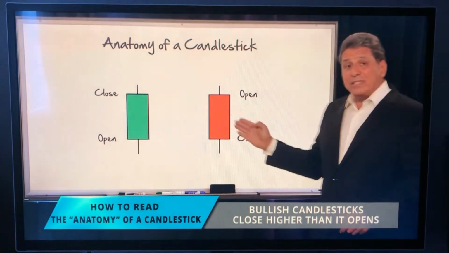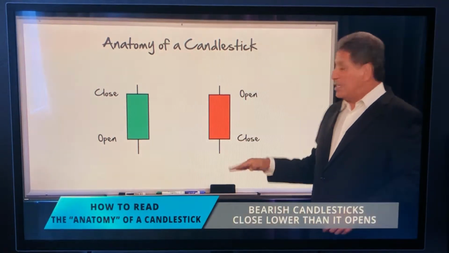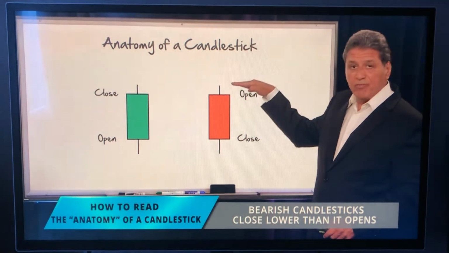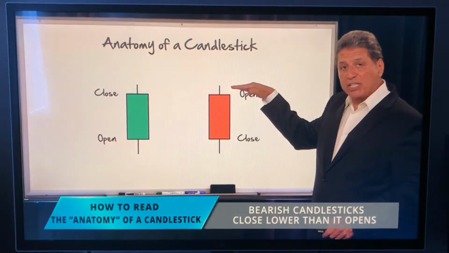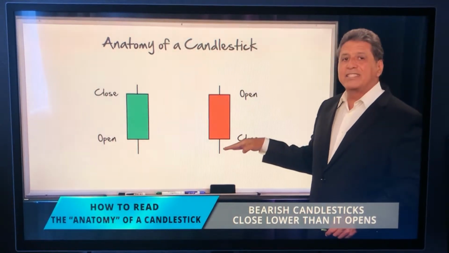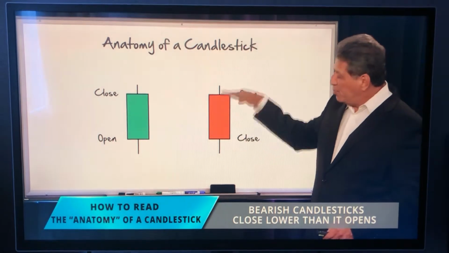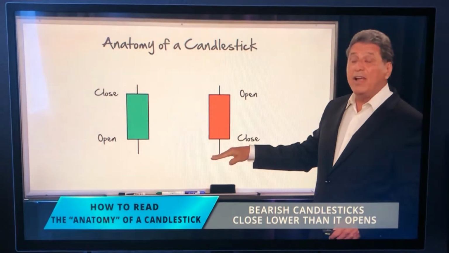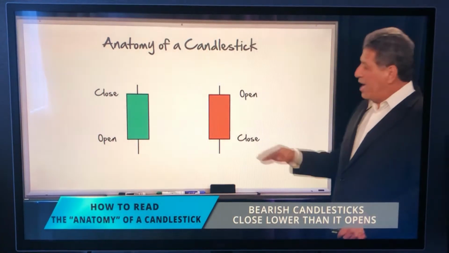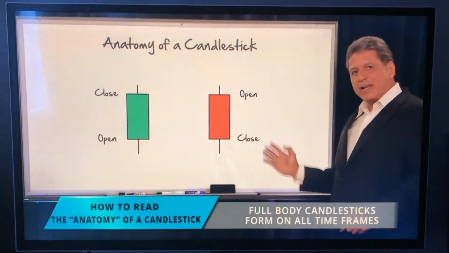Now, the opposite takes place in a bearish candlestick formation. Prices open up here. Perhaps bulls took prices up for a few moments. You might have had a bullish candle with a green body, but then the bears took control and started to sell more than the bulls were buying and took prices down, perhaps creating a low right here and then closing lower than it opened. And so what you have here is what's called full-bodied candles.